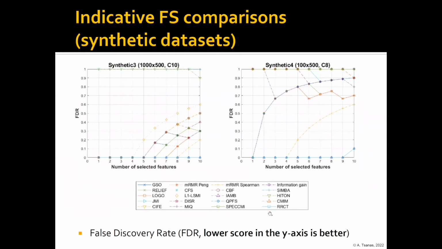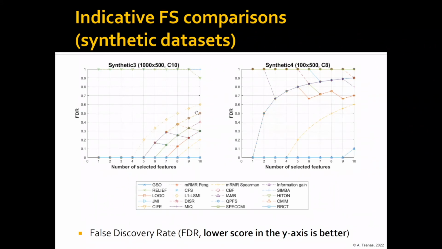So RRCT, this blue is my algorithm, and if I'm doing well, I should be at the bottom. So as we said, the false discovery rate is bad. It's an error metric. So basically, you want this to be 0. And just to try to translate what this means is that my algorithm, for example, for this particular data set, is identifying all 10 features correctly. So we do not find any wrong features within the 10 selections.